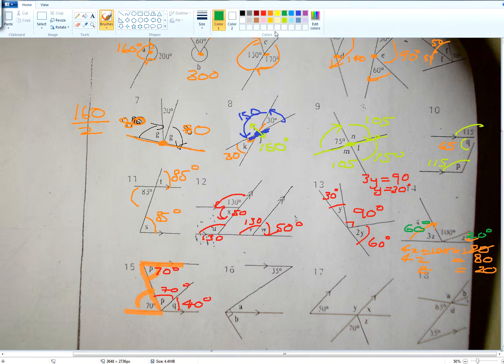Okay, lovely. Halima, can you see the Z in the next question? Yeah. So that's 90 here, by the way. So this 35 is equal to that 35.